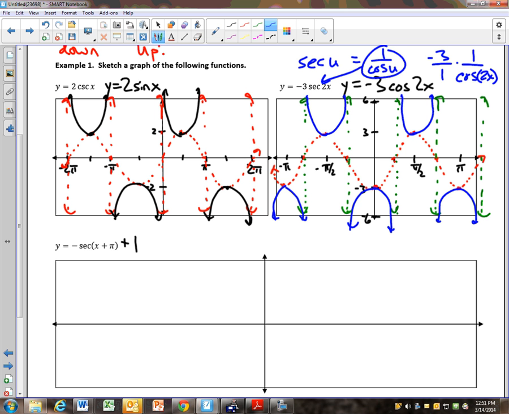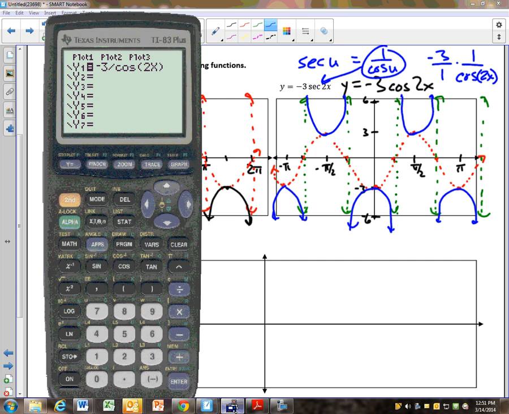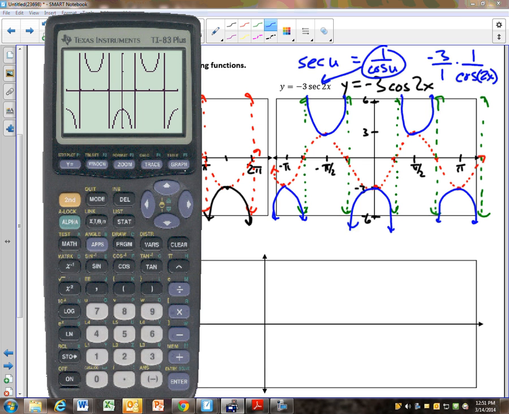I don't know, I'm not sure. Maybe wait till we do this one where we got the horizontal shift, see if that works. So I've got it in there like that. If I set my window appropriately, and I press graph, and there you go. Looks pretty much the same. Okay.